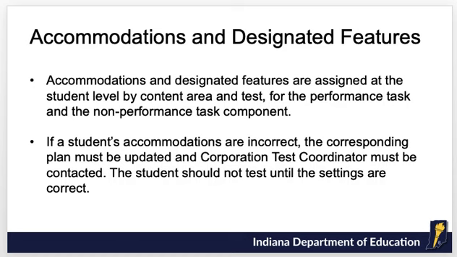Accommodations and designated features are assigned at the student level by content area and test for the performance task and the non-performance task component. If a student's accommodations are incorrect, the corresponding plan must be updated and the CTC, Corporation Test Coordinator, must be contacted. The student should not test until the settings are correct. Designated features can be updated locally prior to testing.